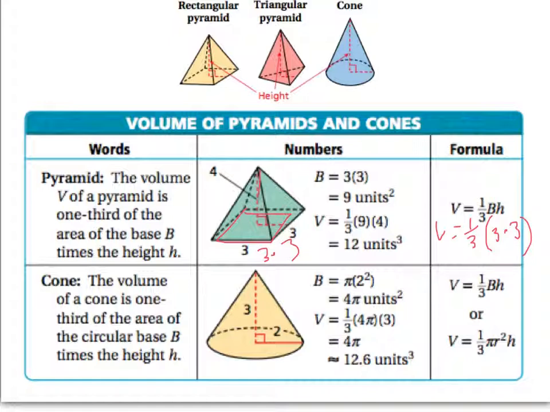Well, the height here, it says it's 4, right? So we're going to do times 4. So they did the work here, 1/3 times 9 times 4, which is going to get us 12 units cubed. Okay, 12 units cubed.